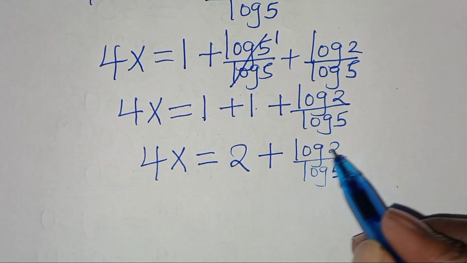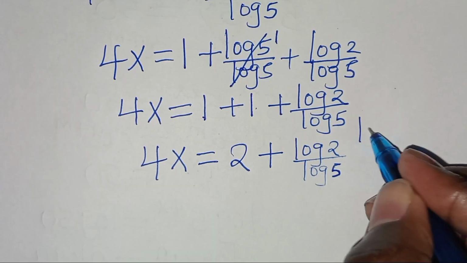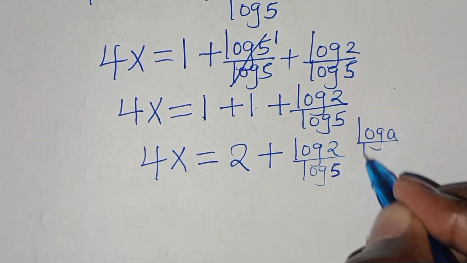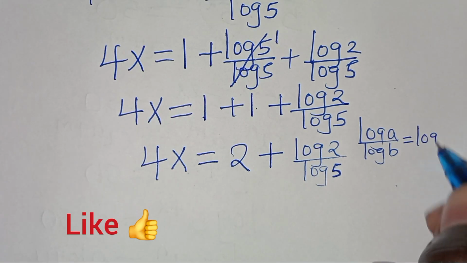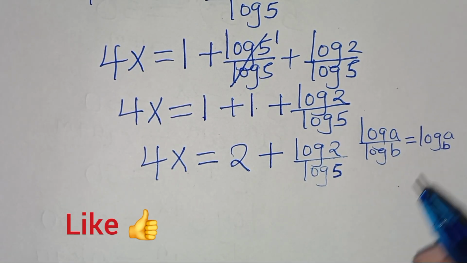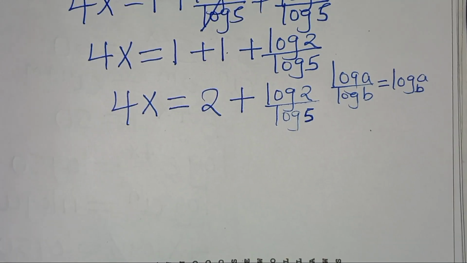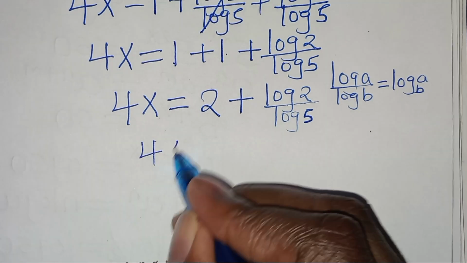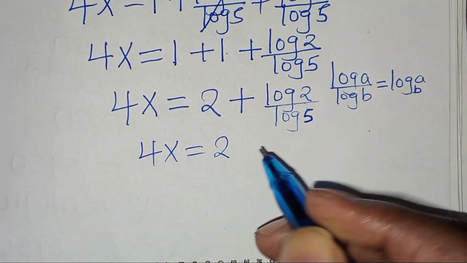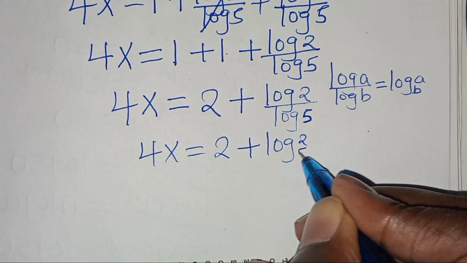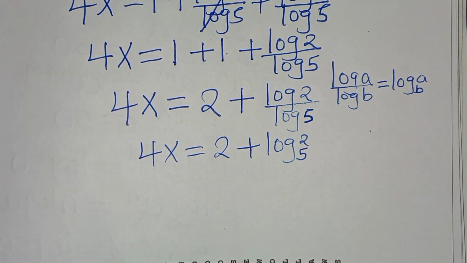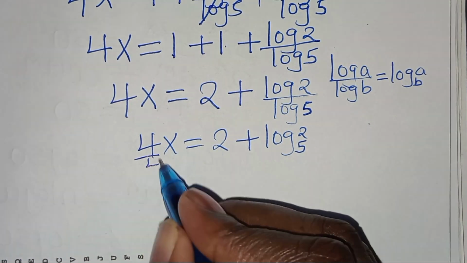Now we have that log 2 over log 5. This is in the form of log a over log b, which we can express as log a to base b. So this implies that here we have 4x. This is equal to 2 plus, now here we have log 2 to base 5. So let's divide both sides by 4 here.